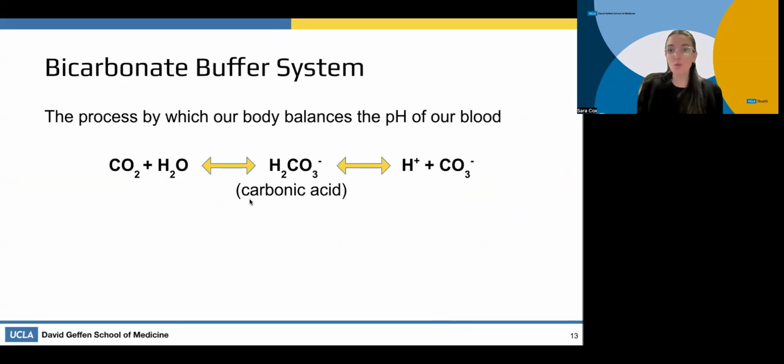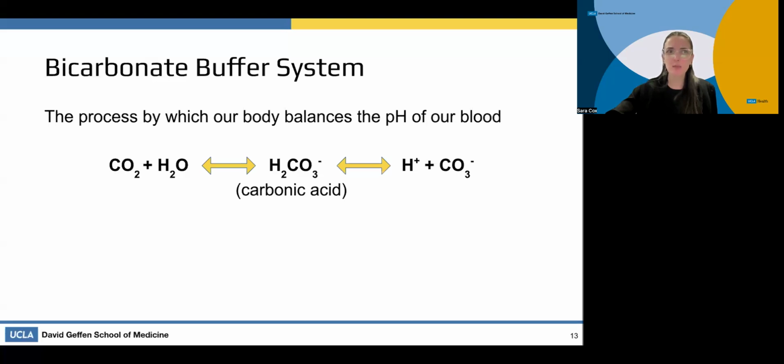And it's done through these chemical reactions that you see here. Carbon dioxide and water can combine to create carbonic acid. Now, carbonic acid is a very weak acid. What do I mean by weak acid?